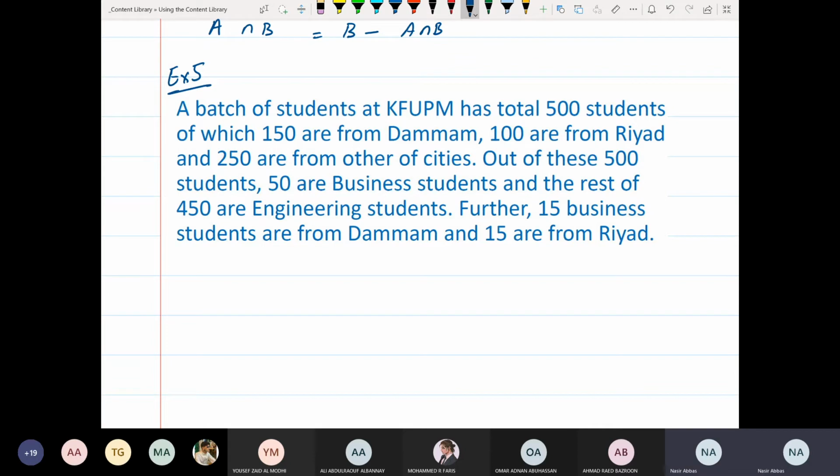Another way of categorizing, the second way, is that out of these 500 students, 50 are business students and the remaining 450 are engineering students. So I'm also categorizing them with respect to the major. Every student is categorized with respect to two factors: one, the area he is coming from, and secondly, his major.